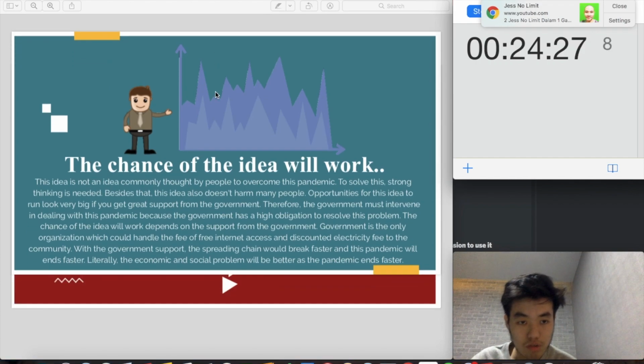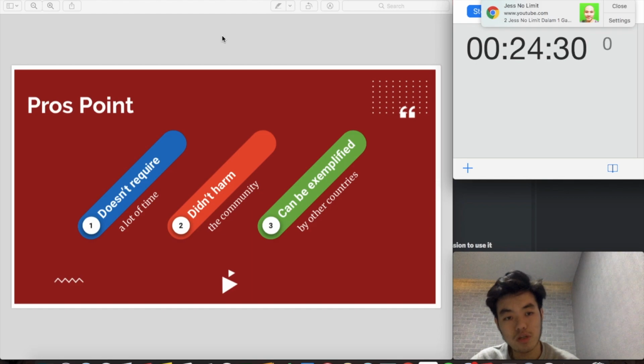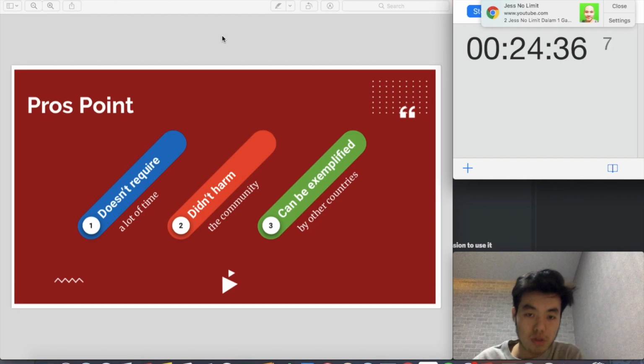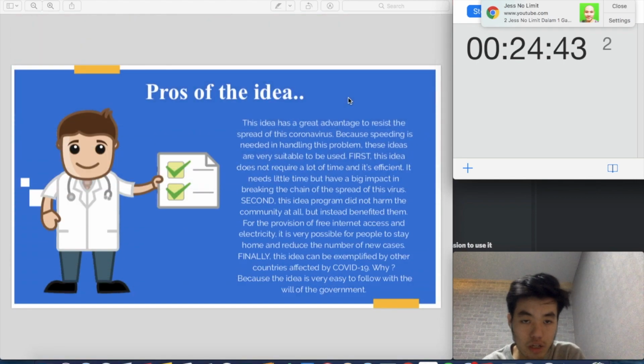We're going to the next one, which is the pros. The first one, it doesn't require a lot of time. The second one is it doesn't harm the community, and the third one, it can be exemplified by other countries. So, the pros of the idea.